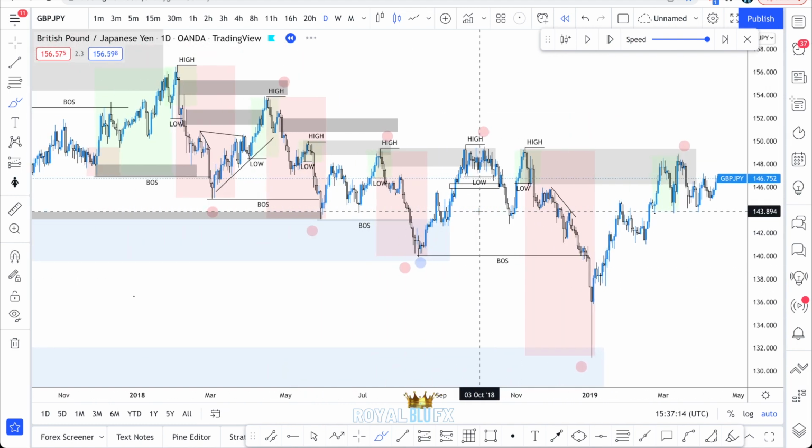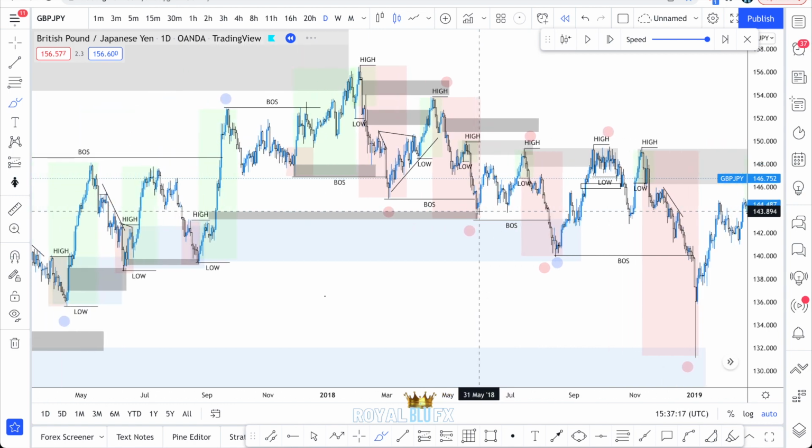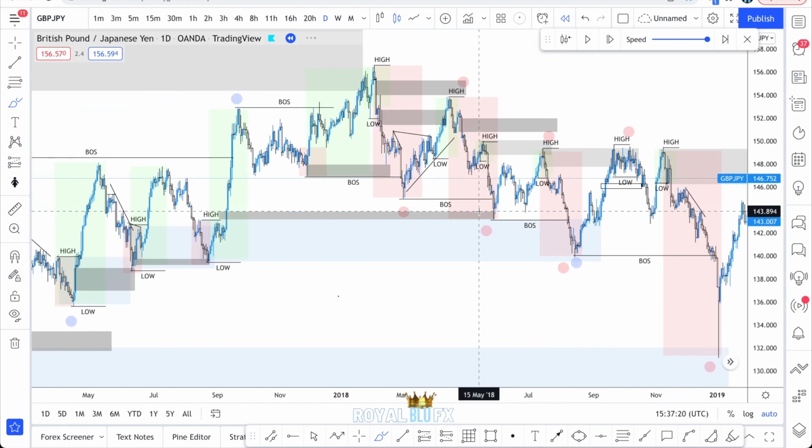So just understand that the flow of the market is just those three things: liquidity, imbalance, and mitigation. That's all the banks do.